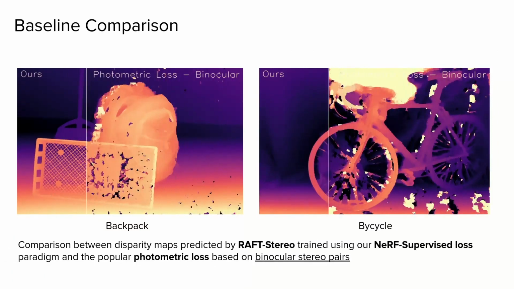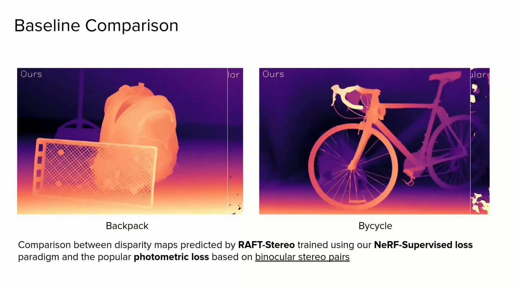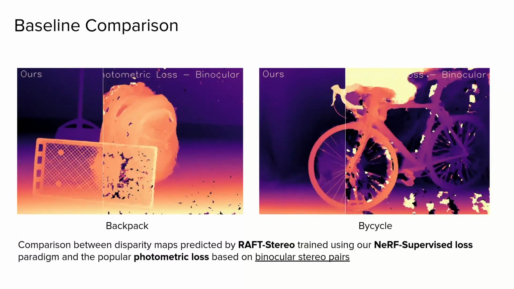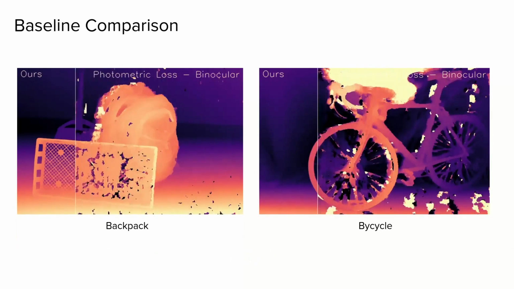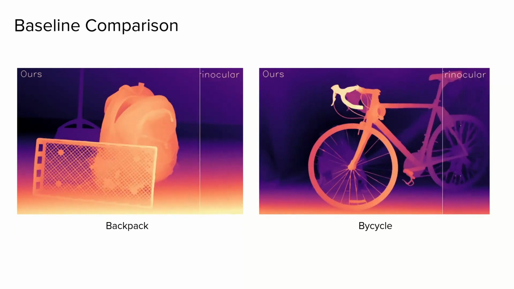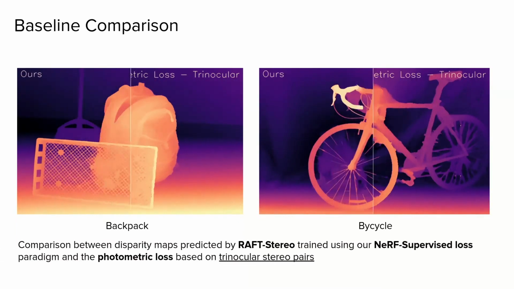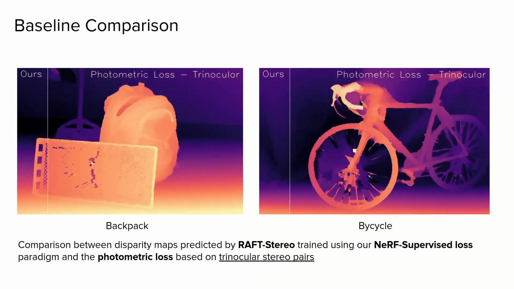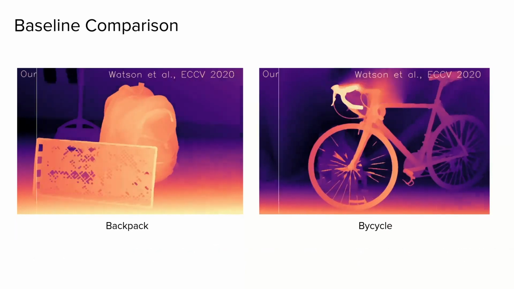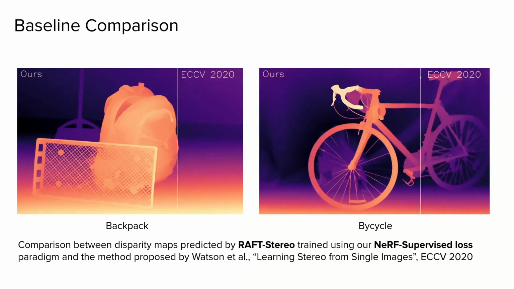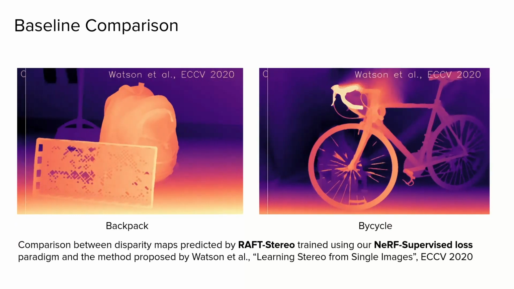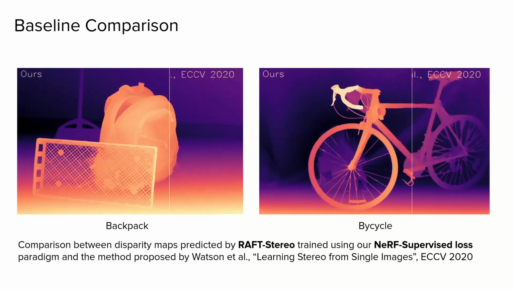as opposed to a baseline RAFT-Stereo model trained using a self-supervised photometric loss on binocular stereo pairs, a photometric loss based on perfectly rectified stereo triplets, and the state-of-the-art method Stereo from Mono. These visualizations allow us to evaluate the effectiveness of our method in enhancing the accuracy and quality of depth estimation compared to the baseline approaches.